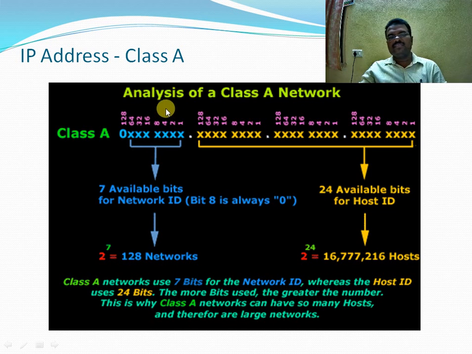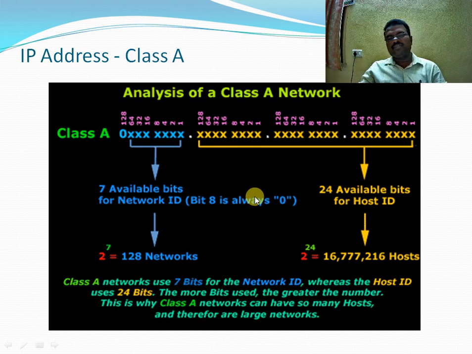Here we can also see that in class A, 7 bits are available for network ID. Bit 8 is always 0, so 7 bits are available, and 2 to the power of 7 is equivalent to 128 networks. And the remaining 24 bits are available for host ID. This is nothing but 2 to the power of 24, which is this many hosts.